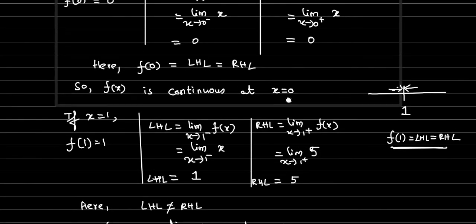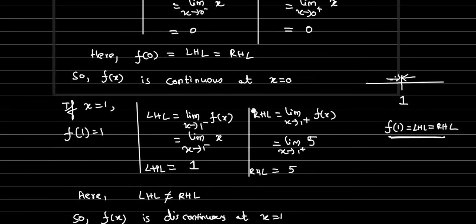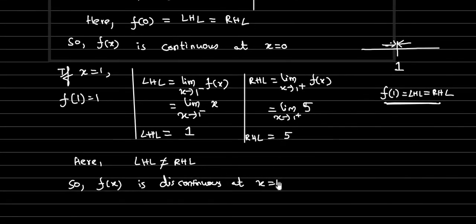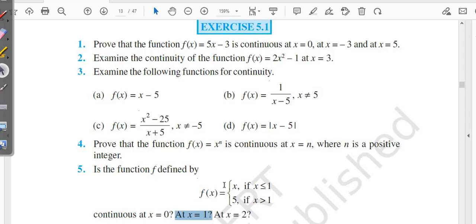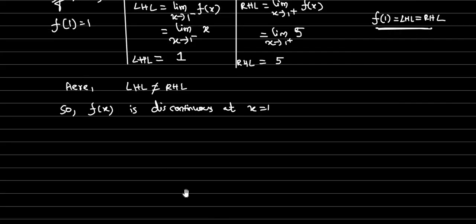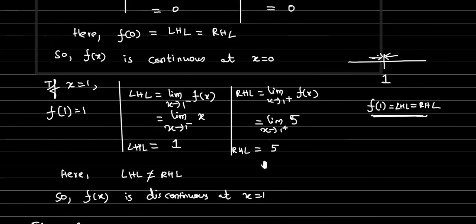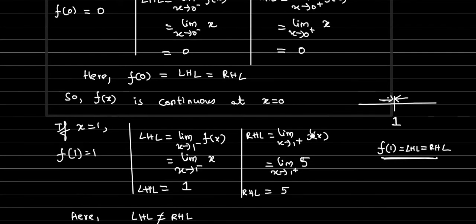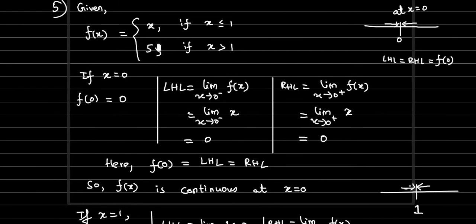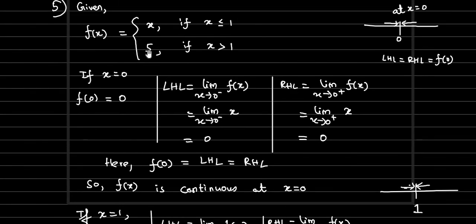Okay, so we tested at x equal to 0, the function was continuous. And now we tested for 1, the function is discontinuous. Now we are going to test at x equal to 2, whether it is continuous or not. If x is exactly 2, then f of 2. Where does 2 lie? After 1, that means it is greater than 1. If it is greater than 1, we have to choose the second function, f of x equal to 5.